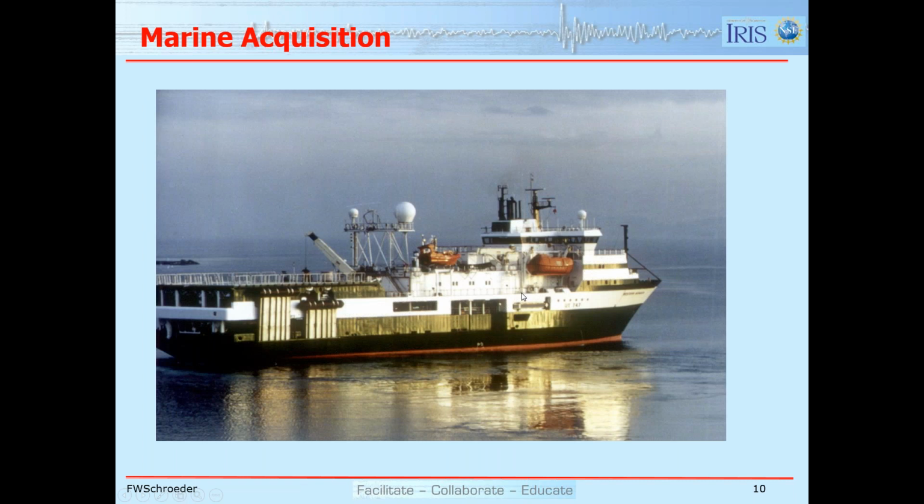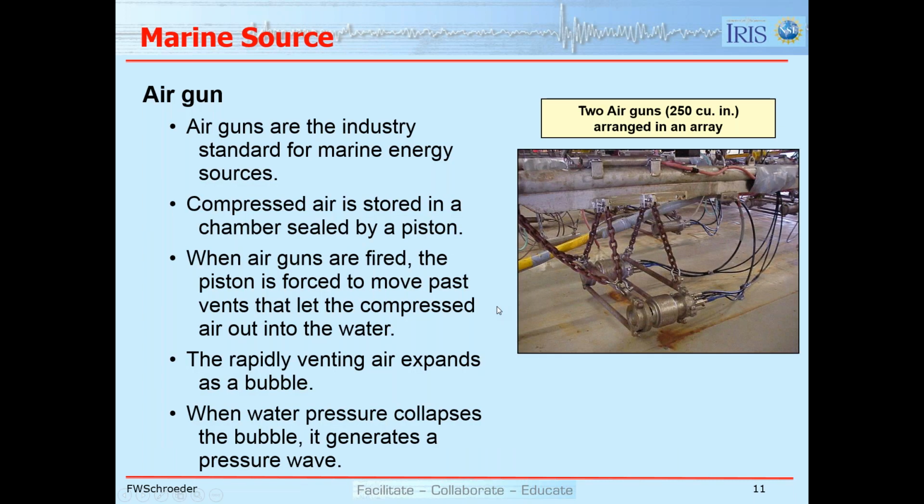So let me talk about marine acquisition first. Here's a picture of a marine acquisition vessel. What we use in the marine environment as the energy source are air guns. That's the standard when we are working in a marine environment. This shows a flotation device, and we have one air gun here, another air gun suspended here. This will be a few meters deep in the water. You can see the cables coming out. Some of those are electrical cables. Some of those are for compressed air.